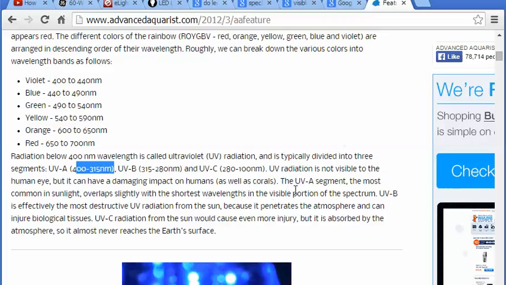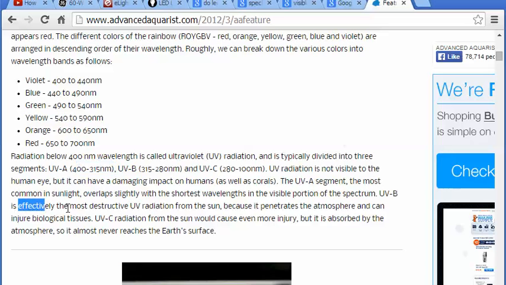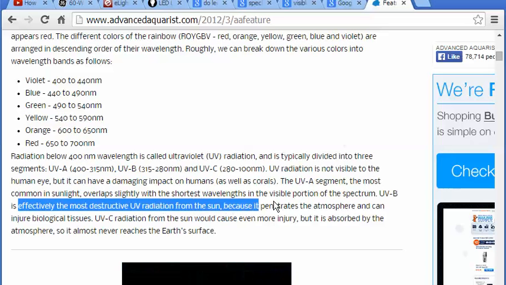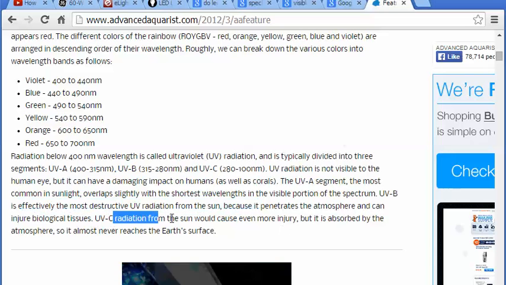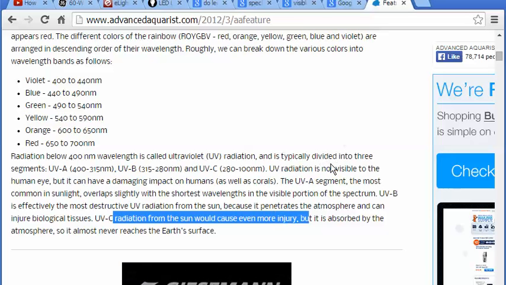It overlaps slightly with the shortest wavelengths in the visible portion of the spectrum. UVB is effectively the most destructive UV radiation from the sun because it penetrates the atmosphere and can injure biological tissues. UVC radiation from the sun would cause even more injury, but it is absorbed by the atmosphere, so it almost never reaches the Earth's surface.